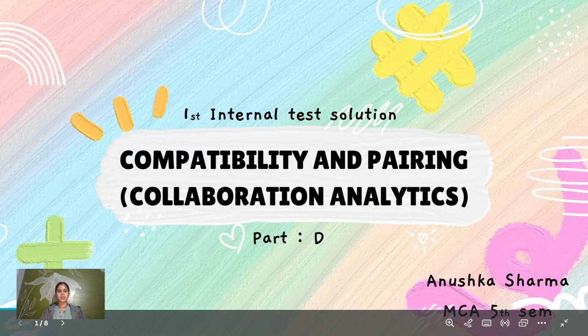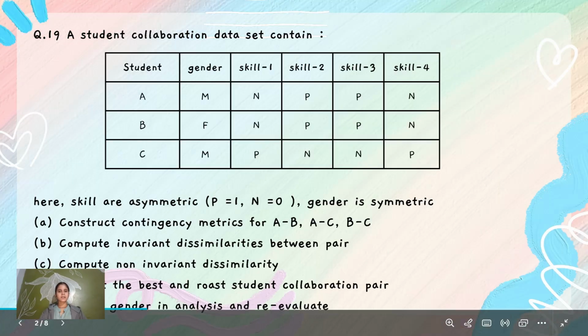Hello everyone, I'm Anushka. Today I'm solving the first internal test paper of Introduction to Data Science, and in this video we are going to solve part D of this question paper, which is compatibility and pairing collaboration analytics. So let's start. Since this is the last part of this question paper, it only contains one question, which is question number 19.